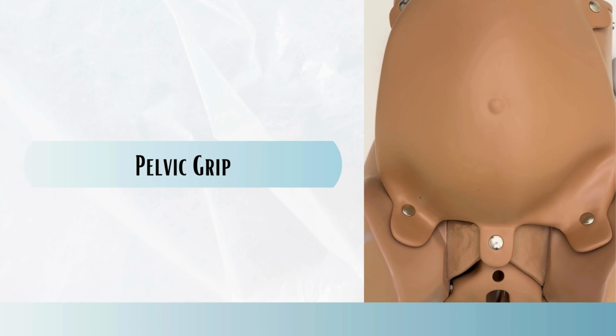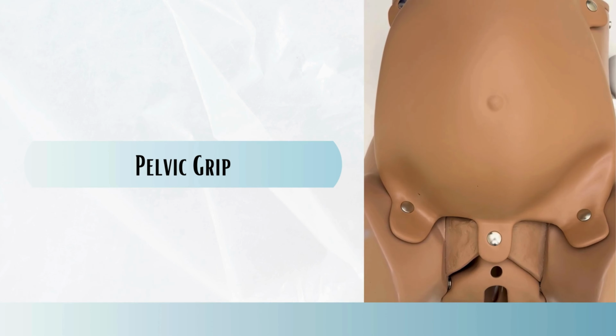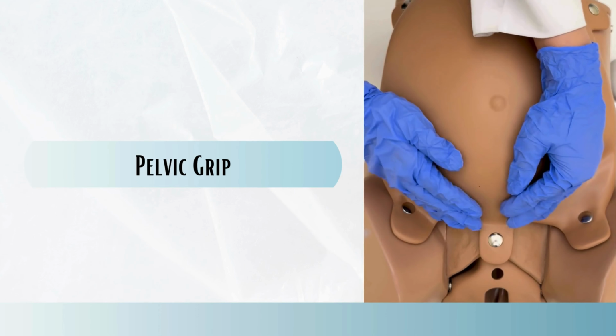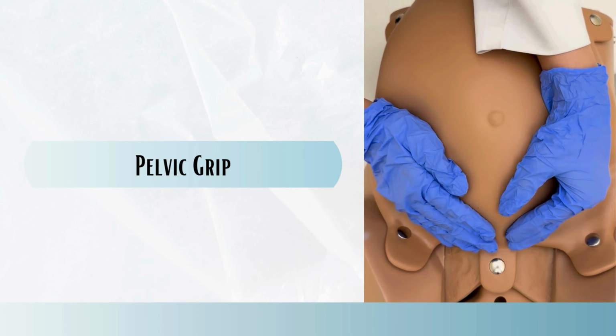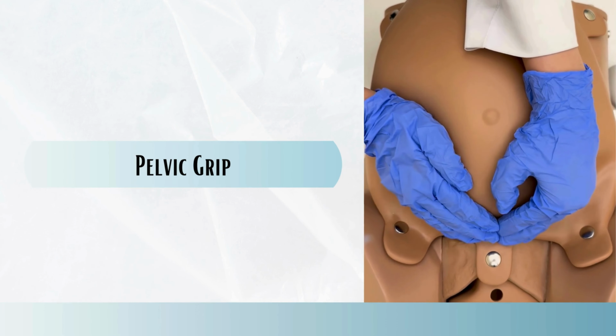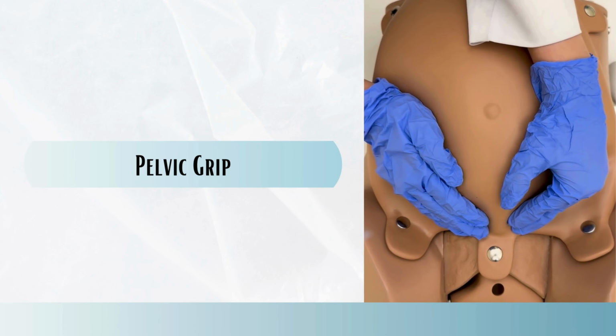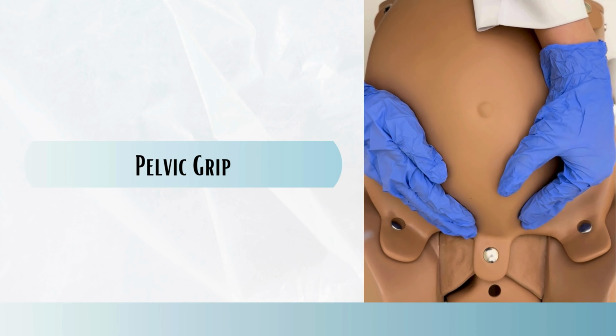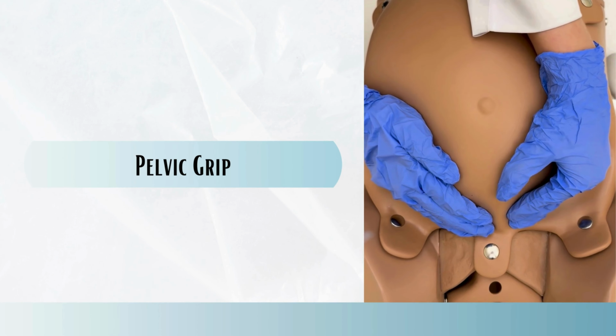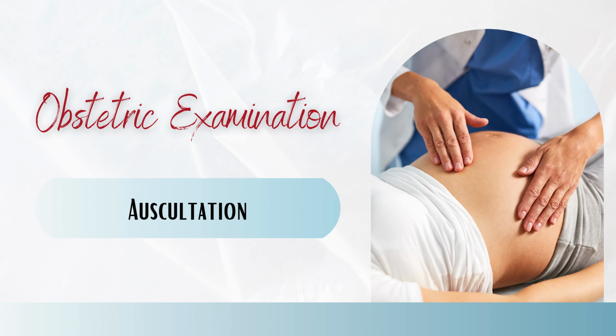The fourth maneuver is the pelvic grip. It's performed while facing the maternal pelvis. In this maneuver, the palms of both hands are placed on either side of the lower abdomen, with the fingertips facing downward toward the pelvic inlet. It's possible to identify the characteristics of the presenting part and confirm if the fetal head is in cephalic presentation.